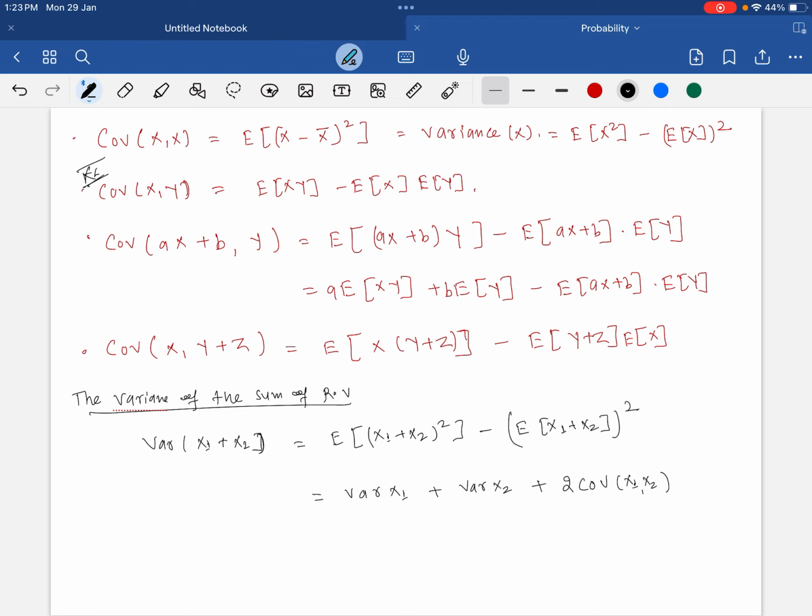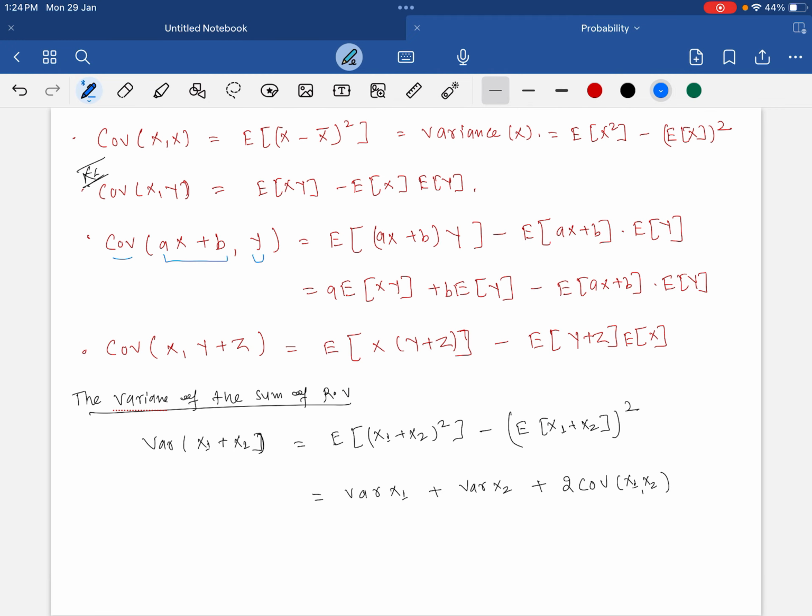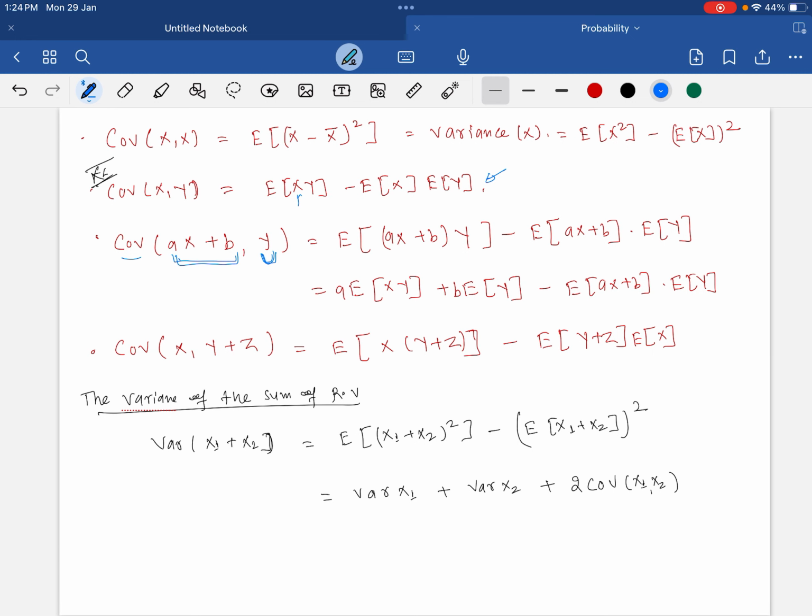And again, if we want to find the covariance between a random variable that is a linear combination of some constant, and this y, you can use this formula to expand it. Here you can assume this as one random variable and this as the second. So x is this complete thing, and y is y. So this is the product between these two, and their individual expectations, right?